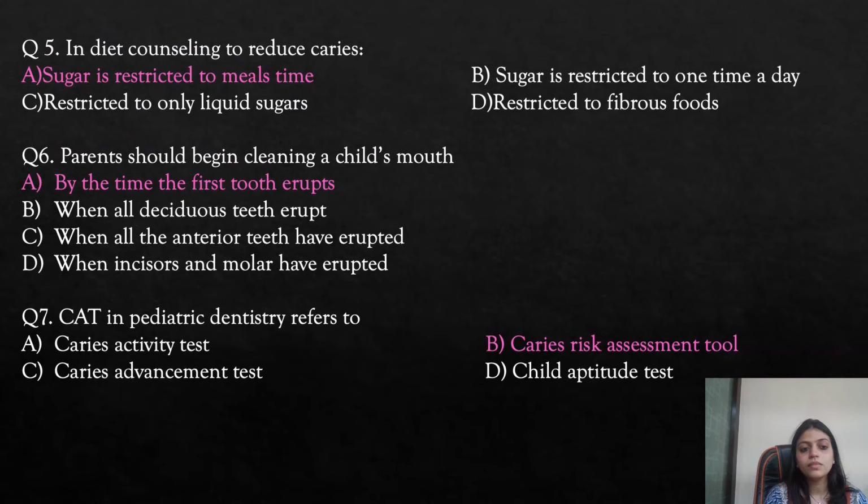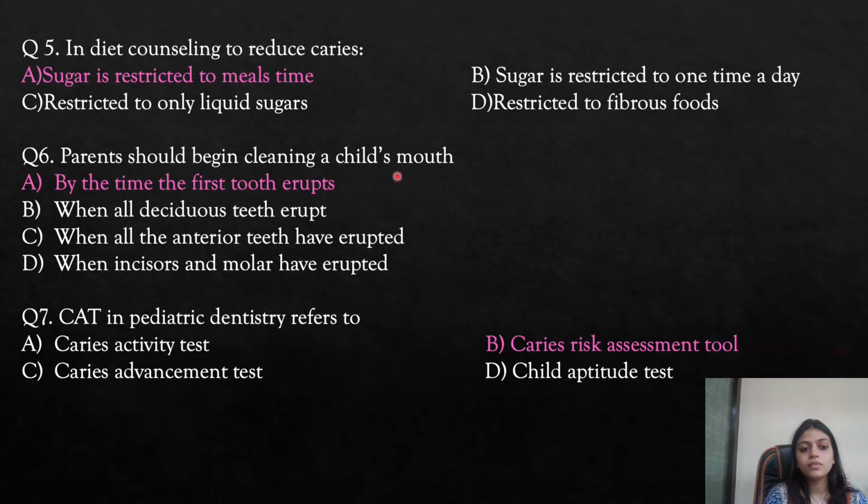Then in diet counseling to reduce caries, sugar is restricted to meal times, or sugar is restricted to one time a day, or it is restricted to only liquid sugars, or it is restricted to fibrous foods. So in diet counseling, yes, sugar intake is restricted only to meal times, because we cannot ask the child to completely stop having sugars. If the child loves to eat chocolates, we can tell the parents to give it during the meal time.